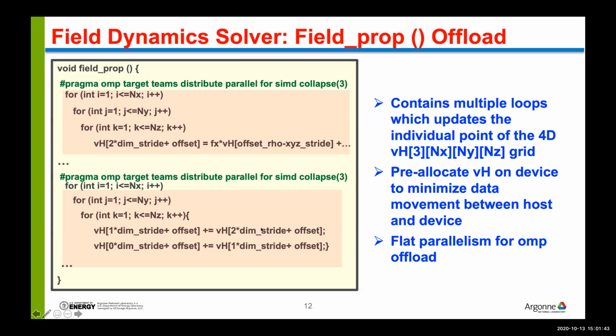And we can observe that this computation pattern is much simpler than the previous case of the electron field solver, which has a data dependency. Due to the independence between the computations of individual grid points of this VH, we are able to use flat parallelism for the GPU offload of this code. Also, to minimize the data movement from host to device, we have pre-allocated VH on the device directly.